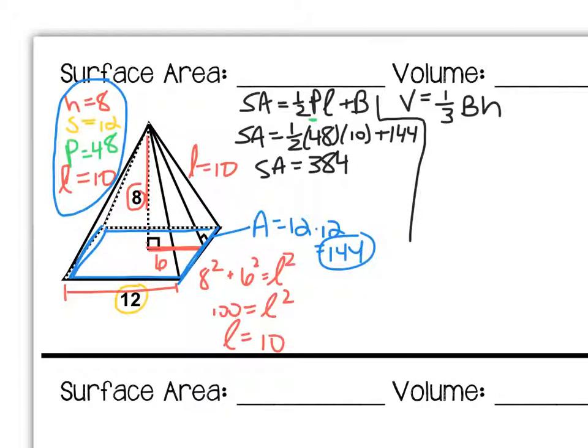All right. So for volume, it's 1/3. Area of my base was 144 times my height was 8, which also in this problem ends up being the same thing, 384.